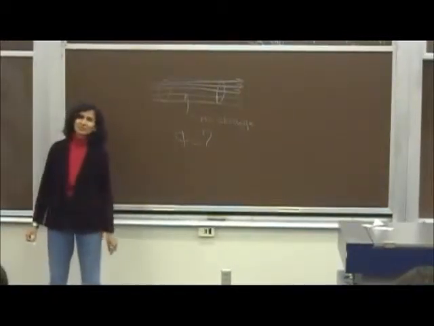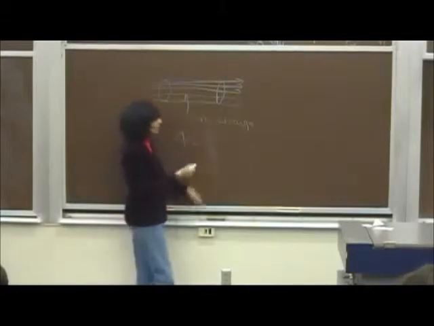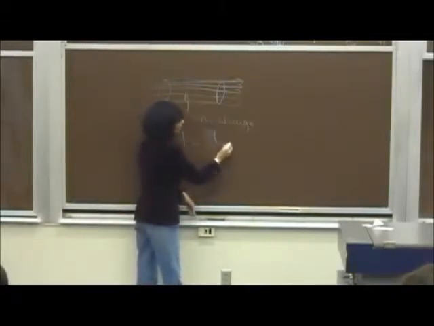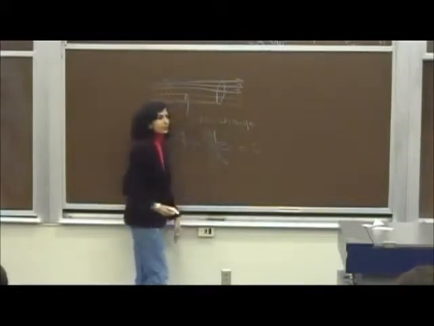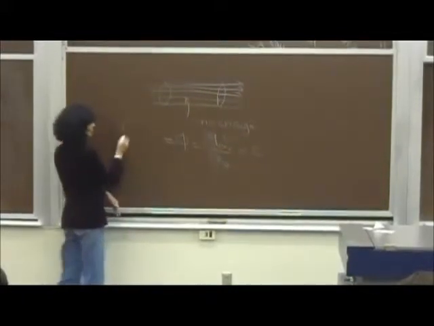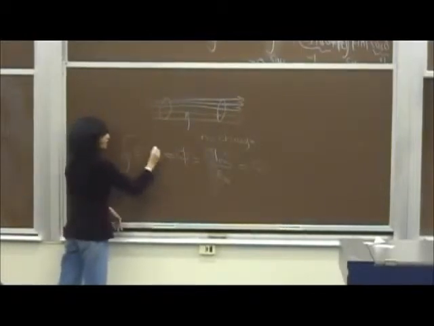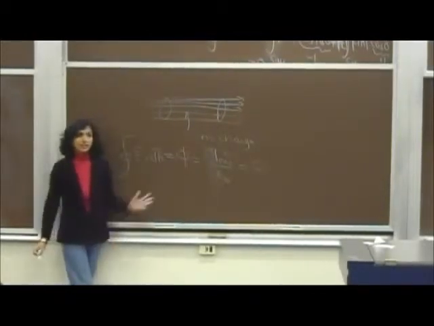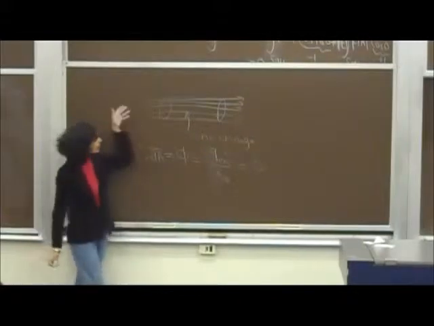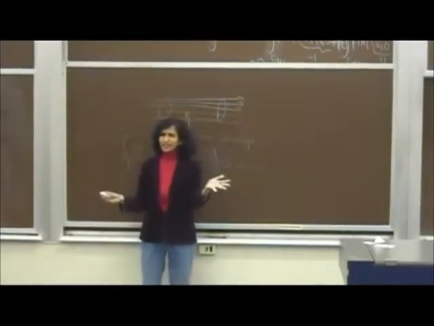It will still be 0, for the same reason. This is Q enclosed over epsilon 0. Q enclosed is 0, so this is still 0. So this flux, which is integral E dot dA, will definitely be 0 still, because there's no Q enclosed. Whatever field lines go in, go out, right?